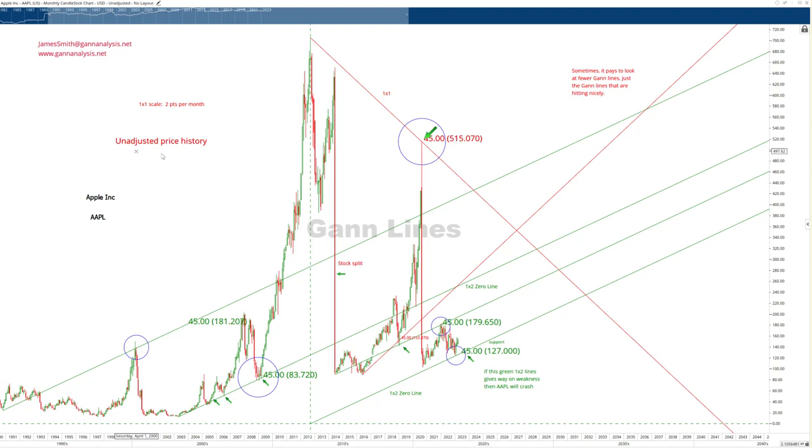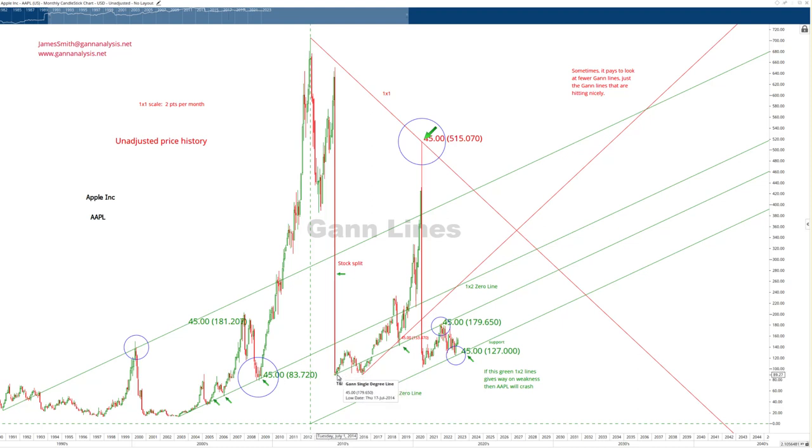Today we're looking at Apple. We're looking at unadjusted price history, which means that when you have a stock split, we don't smooth the data. Basically, you see it in its raw form, the way it actually traded. So this stock split looks kind of ugly on the chart, but from W.D. Gann's point of view, looking at unadjusted, unaltered price history was definitely the way to go.